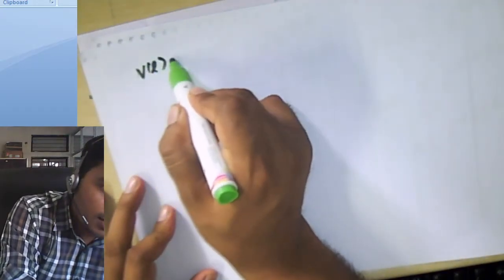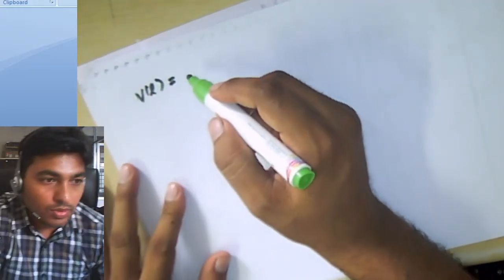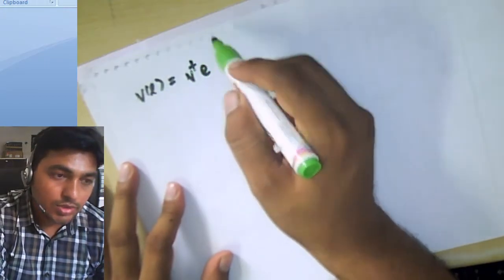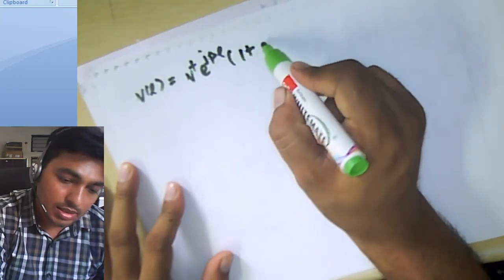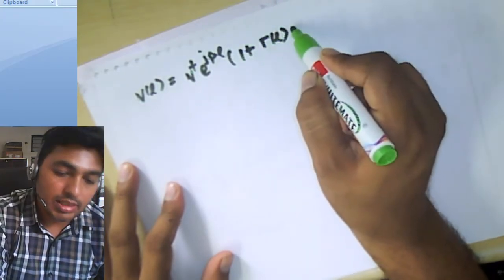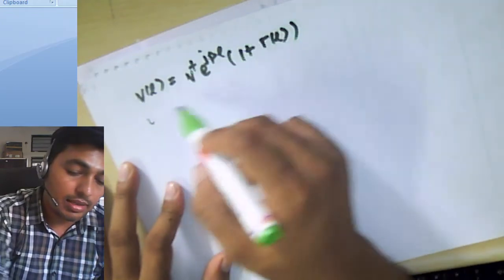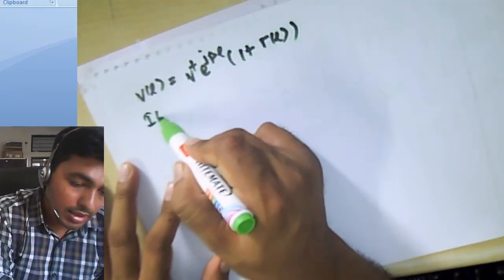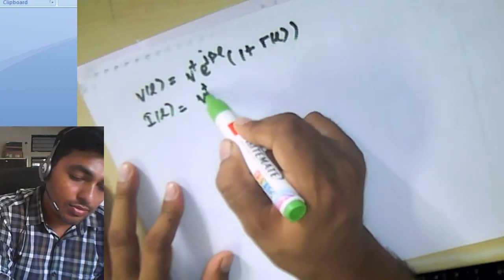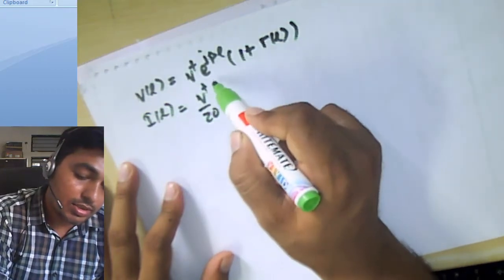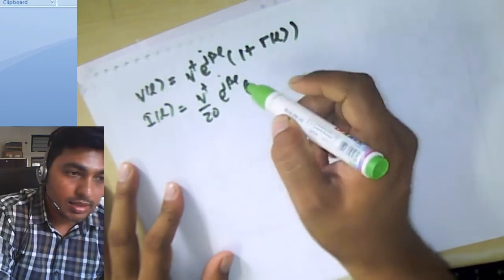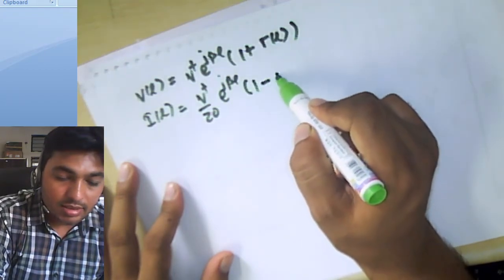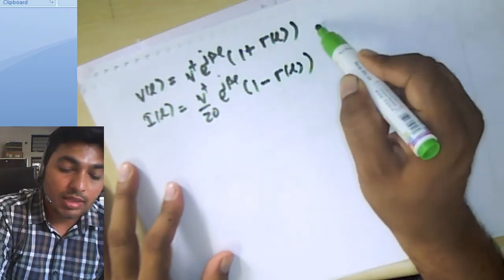So we have V_L is equal to V+ e^(jβL) (1 + reflection coefficient at any point on the line), while the current at any point on the line is V+/Z0 e^(jβL) (1 − reflection coefficient at any point on the line).